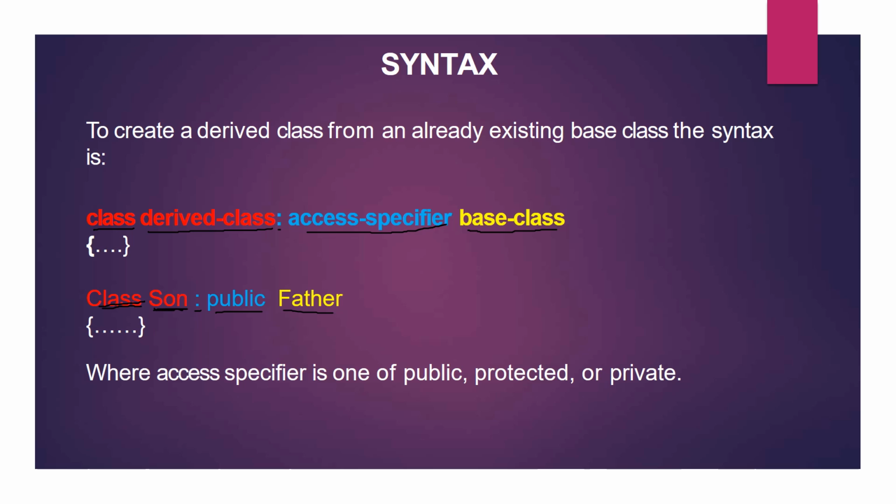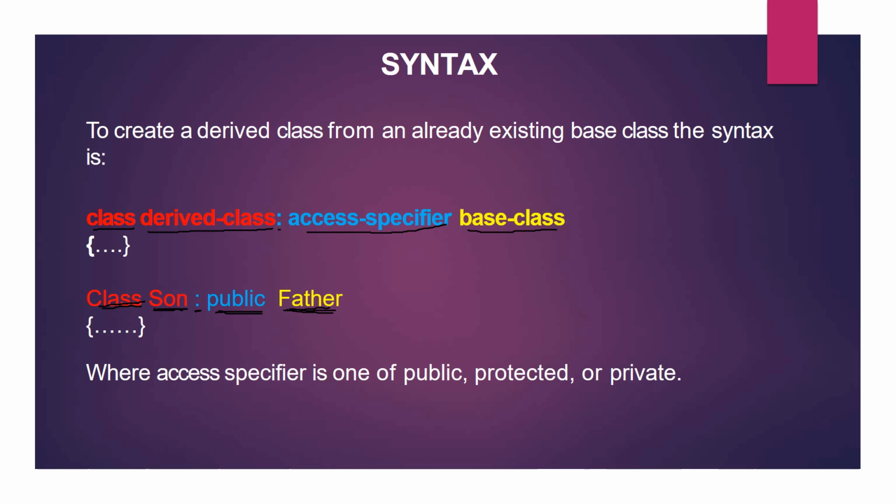Followed by a derived class name, that is Son. Son followed by a colon. The colon is followed by the access specifier, for example, public. Public followed by the base class. The Father is nothing but the base class.